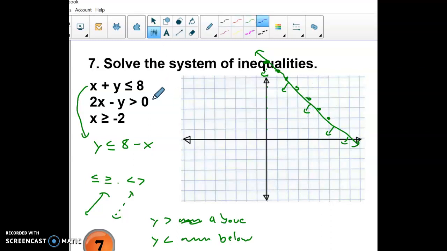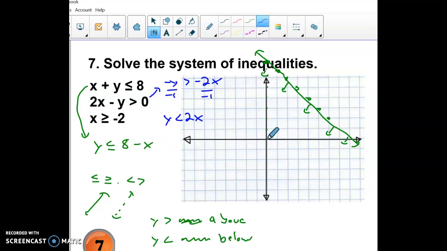Okay, next one, right here. I'm going to get y alone again, so minus 2x. So we just have minus 2x on this side. 0 minus 2x is just negative 2x. And then divide by -1. So we're going to divide both sides by -1, and that's going to flip the sign. Anytime you multiply or divide with a negative, it flips.